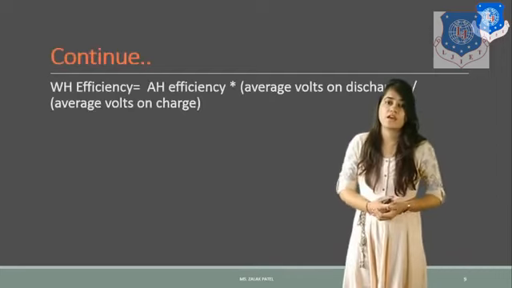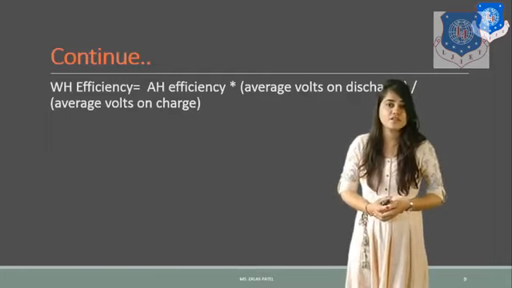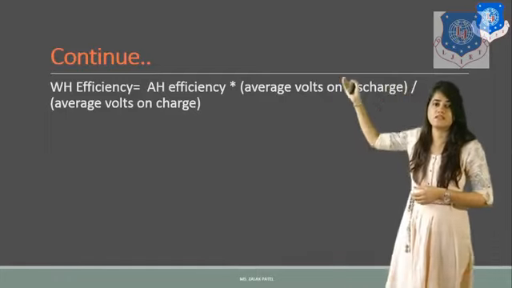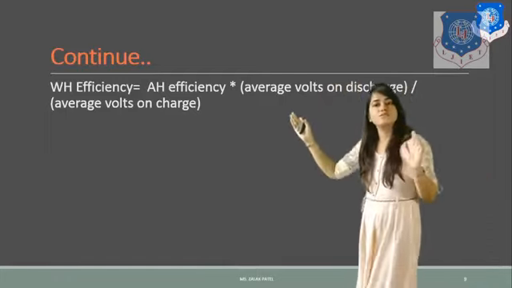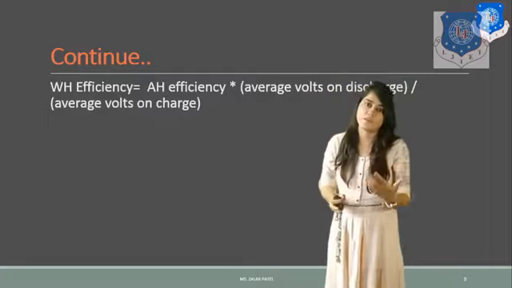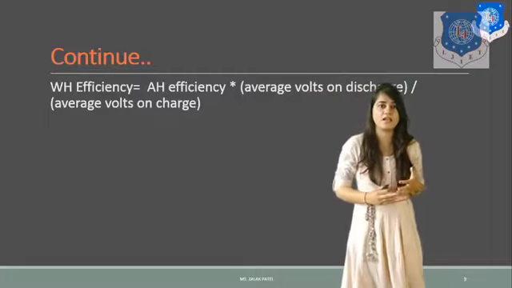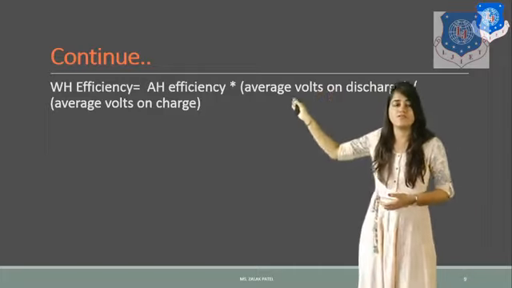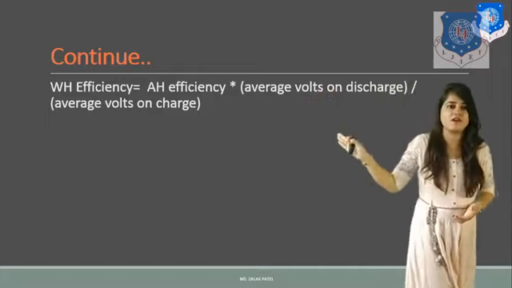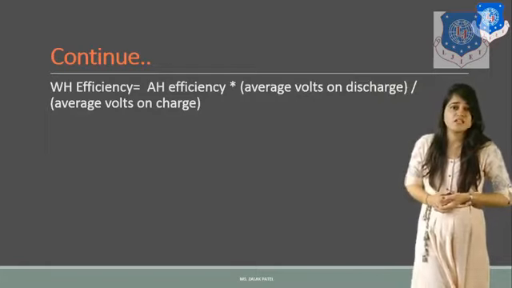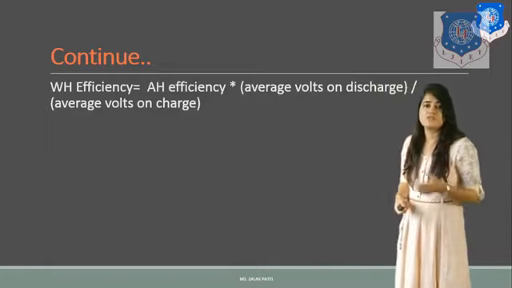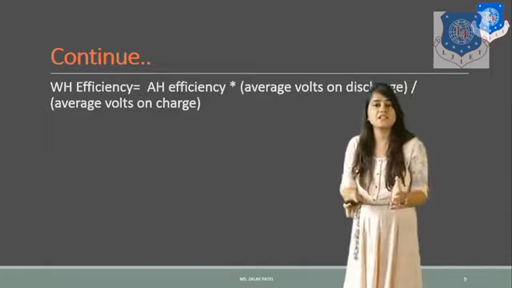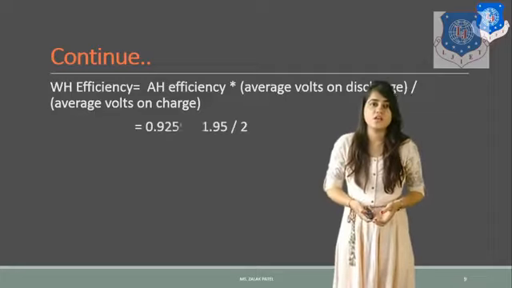Now let's take the case of watt hour efficiency. Watt hour efficiency is calculated by using the ampere hour efficiency, which is already calculated in the last slide. So it is ampere hour efficiency into average voltage while discharging divided by average voltage while charging. That is already mentioned in the problem statement. So let's put the values in.